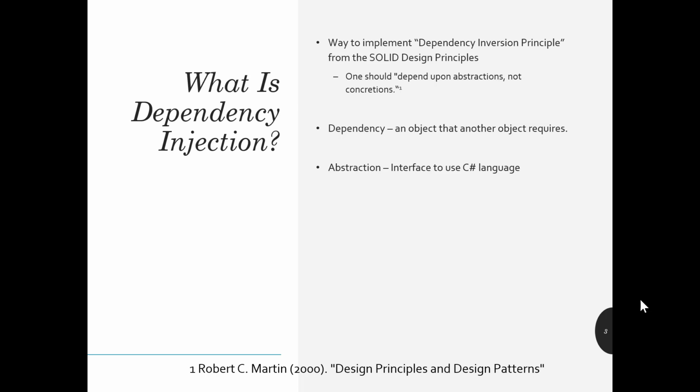The abstraction that we talk about in the dependency inversion principle is really an interface in the C# language. And we've shown you interfaces before. We'll actually go through those a little bit more today. So dependency injection is the way to define and use the implementation of an interface that is required by other objects. Why do we need to use dependency injection?